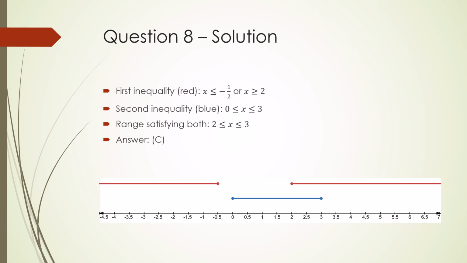Now, for both inequalities, we know the range of values of x satisfying it. The red line represents the range of values of x that satisfy the first inequality, while the blue line represents that of the second inequality. But in order for a value x to satisfy both inequalities, it must be an overlap of the red line and the blue line. As seen in the number line below, the only values of x that lie on the overlap between the red line and the blue line are 2 less than or equal to x less than or equal to 3, therefore giving us our answer option C.